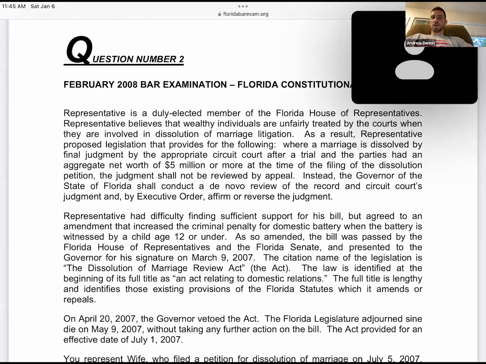Let's continue. Representative had difficulty finding sufficient support for his bill, but agreed to an amendment that increased the criminal penalty for domestic battery when the battery is witnessed by a child ages 12 or under. Does anyone know what that might implicate?